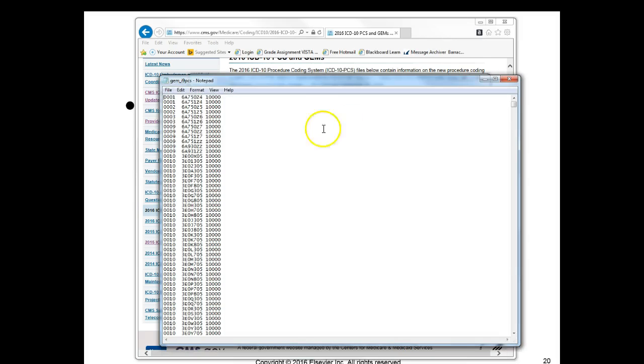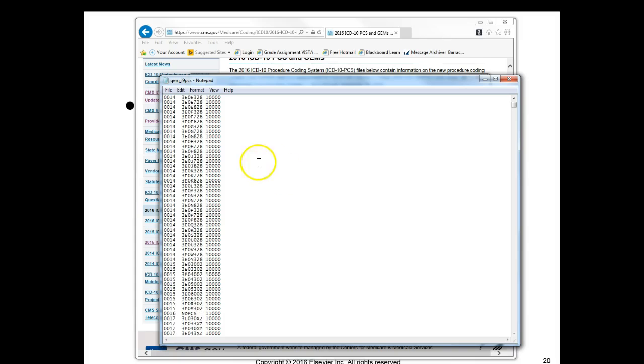I'm going to open the I9 to PCS. This first column is actually an I9 code. We would write this with a 0, with a dot after the first 2 characters. In ICD-9, the codes are all numeric. So there are 2 numbers and then a period and then either 1 or 2 more numbers. So when I look at this table, I know that this I9 code is 00.01. The equivalent PCS code is 6A750Z4, and don't pay attention to that 1000.